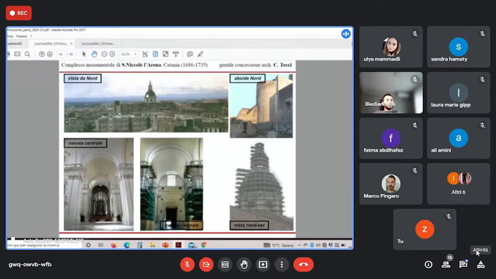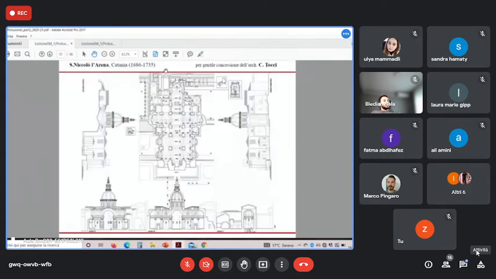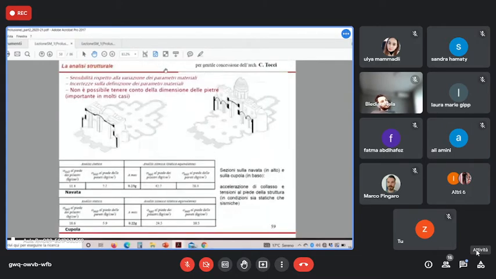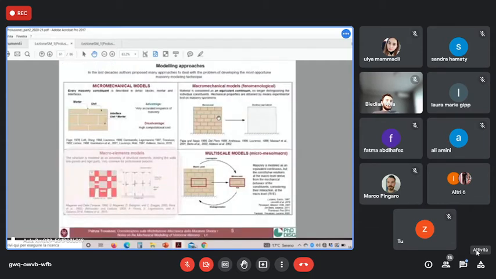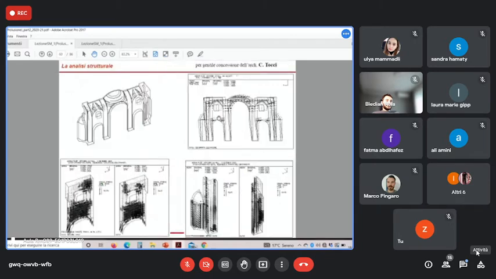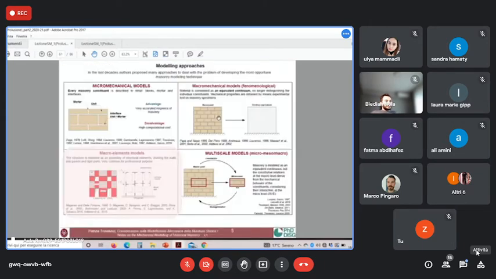And this is the case analyzed by one of my colleagues some years ago. This is a church in Sicily, in Catania, San Nicola l'Arena, in which this is the survey of the church, and this is the portion analyzed, for which he compared a finite element solution with a nonlinear code with some other kinds of solutions that I will show in the following.